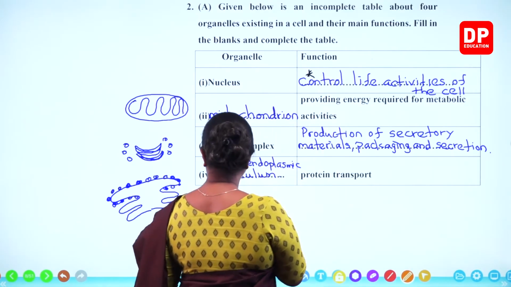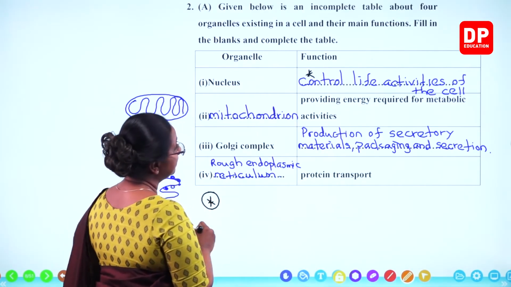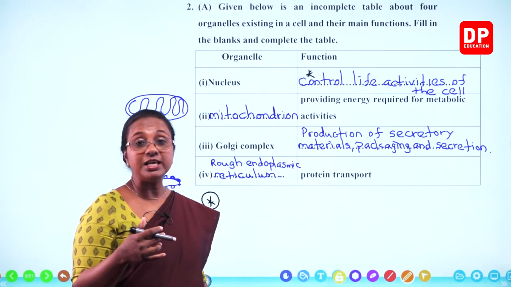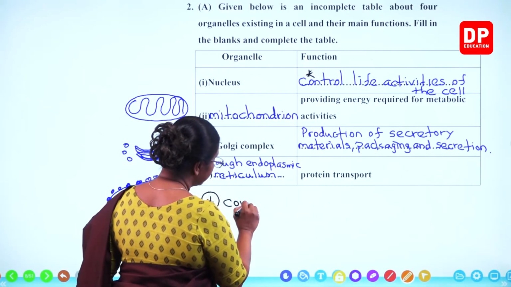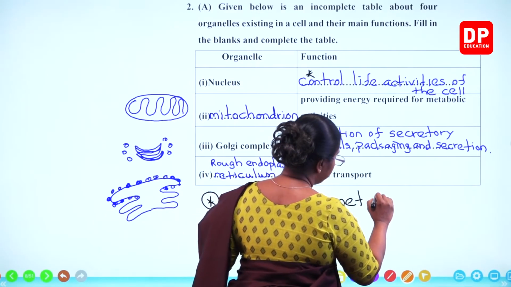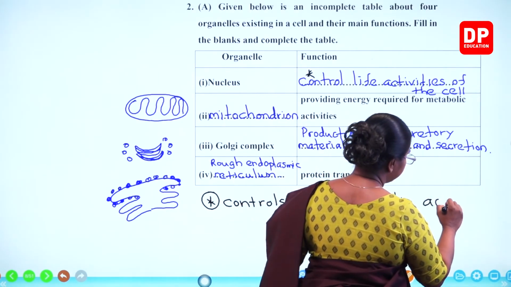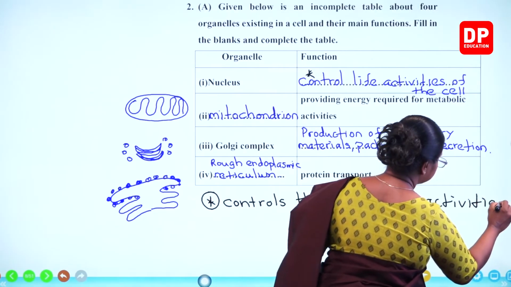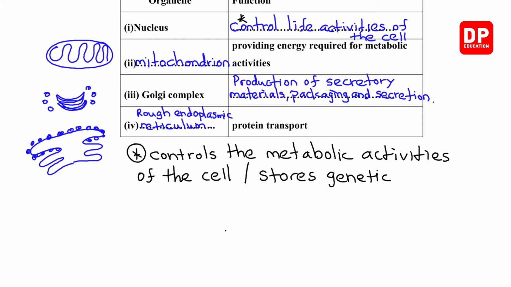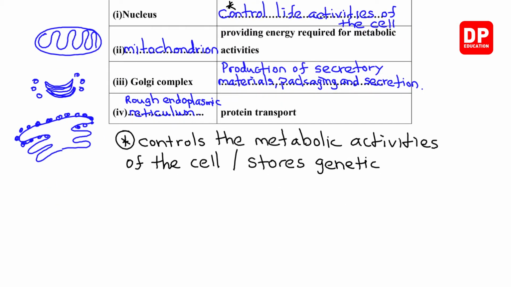So, here you can write more than one answer. I will write it here. You can say control life activities of the cell, or you can even say controls the metabolic activities of the cell. That is also fine. Controls the metabolic activities of the cell. Then you can say stores genetic information.